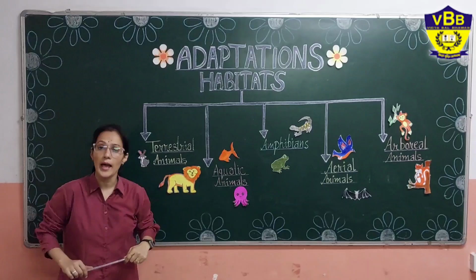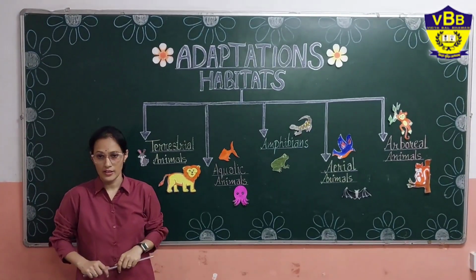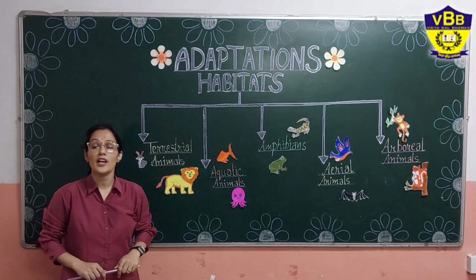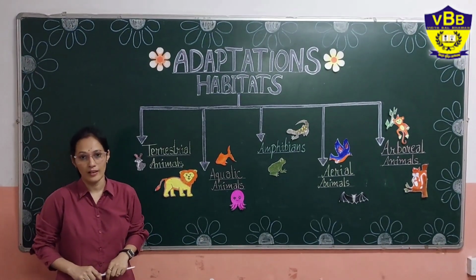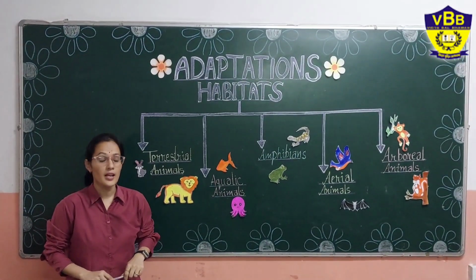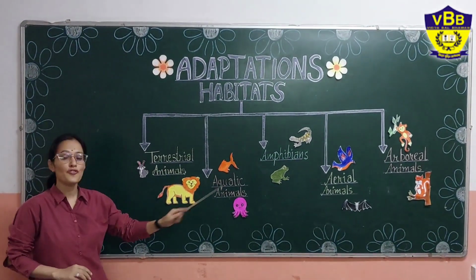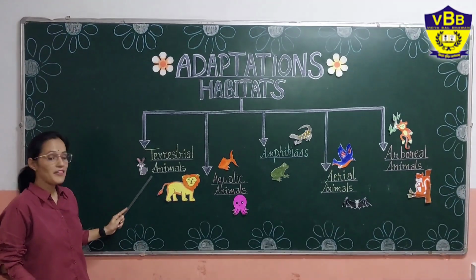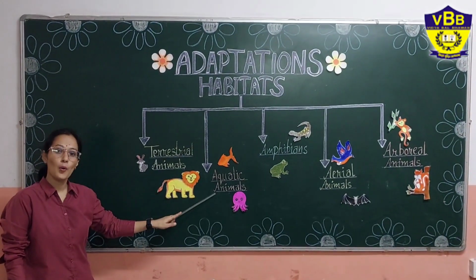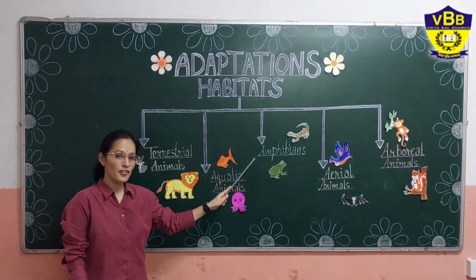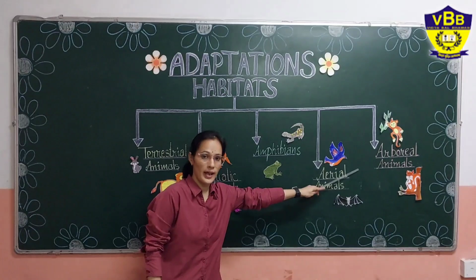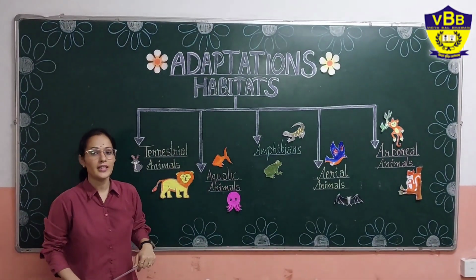Depending upon habitat, animals are categorized in different categories. Before starting with that, what is habitat? Habitat is a natural place where an animal can live. That is known as its habitat. So we have 5 categories here. First is terrestrial animals, second is aquatic animals, third amphibians, fourth aerial animals, and fifth arboreal animals. So let's study one by one in detail.